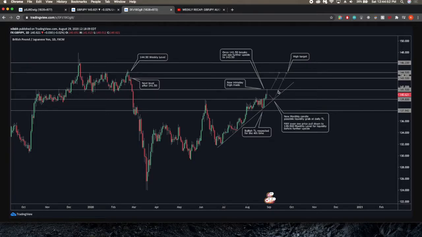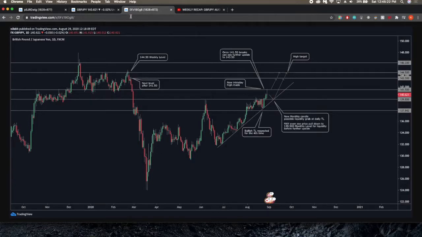break 141.5, first target would be this area where there's this price activity at 143.5, and the next one would be 144.5, a key weekly level. So once 141.5 breaks, we can see further upside to 143.5. And then once that gives way, 144.5 would be the high target. But we're essentially going to have to watch and see how price reacts to 141.5 this week.